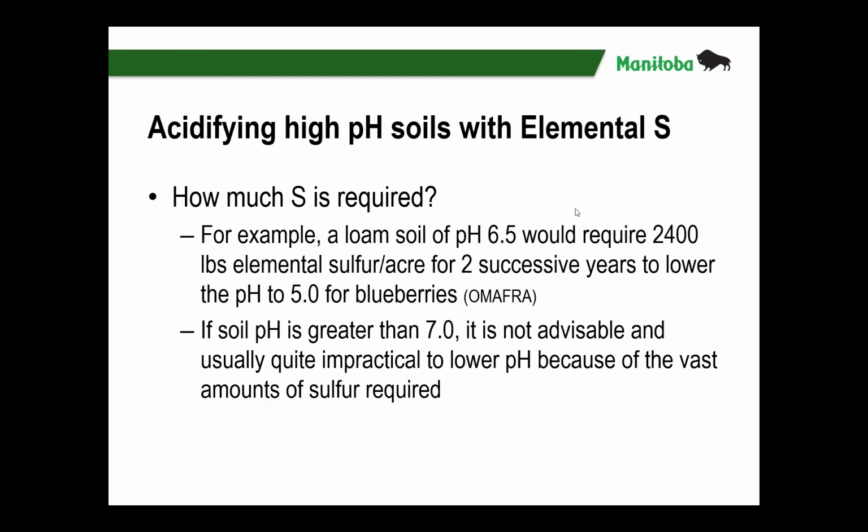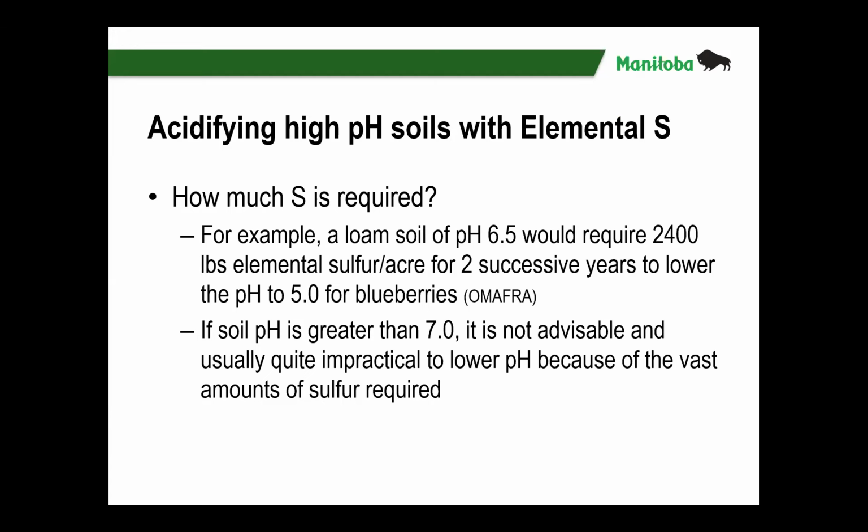So the way that you could potentially acidify a high pH soil is by using elemental sulfur. The reason for this is that the process of oxidizing elemental sulfur into sulfate, which is a microbial activity, will actually release hydrogen. And more hydrogen means more acid essentially in your soil. So in order to lower high pH soils, you would add elemental sulfur.